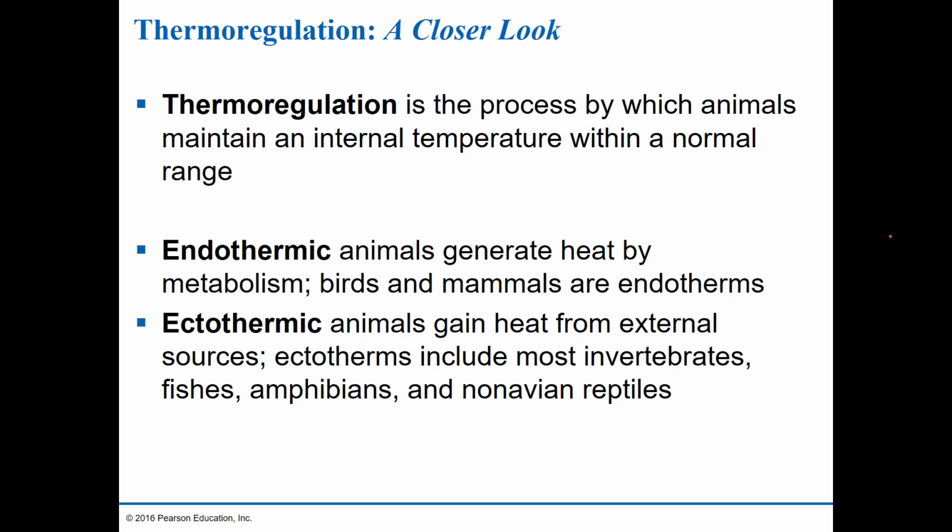If we look at thermoregulation, which is maintaining homeostasis where internal temperature is involved, we have two different types of animals: endotherms and ectotherms. Endotherms generate heat by metabolism. These are us. Birds and mammals are endotherms. Ectotherms are animals that gain heat from external sources. So these are fish, amphibians, and non-avian reptiles, although birds aren't considered reptiles here.